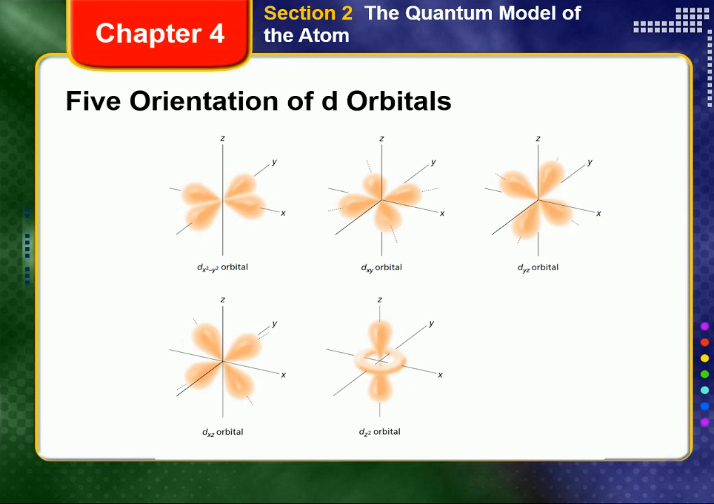There are 5 different d orbitals in each d sublevel. See figure 4-15 on page 105 of your text or on the screen now. The 5 different orientations, including one with a different shape, correspond to the different values of m equal to -2, m equal to -1, m equal to 0, m equal to +1, and m equal to +2. There are 7 different f orbitals in each f sublevel.